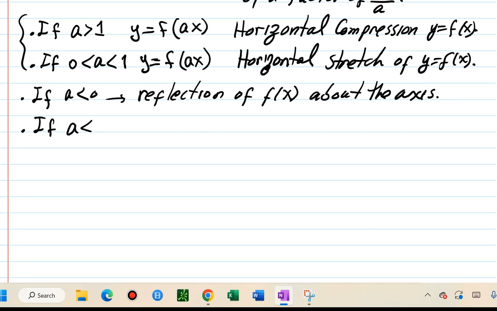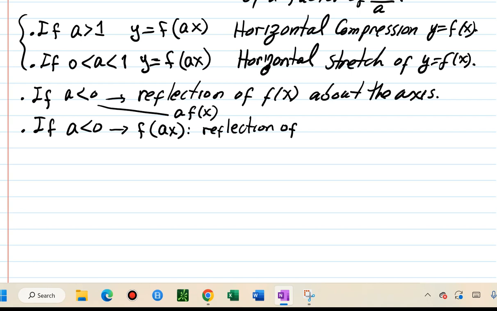If a is less than 0, and oh, sorry, I left something out. You get the reflection if a is less than 0, and here I'm looking at a f of x. Then we're looking at the graph of f of a x now. This is going to be a reflection of the original function f of x about the y-axis. The y-axis.